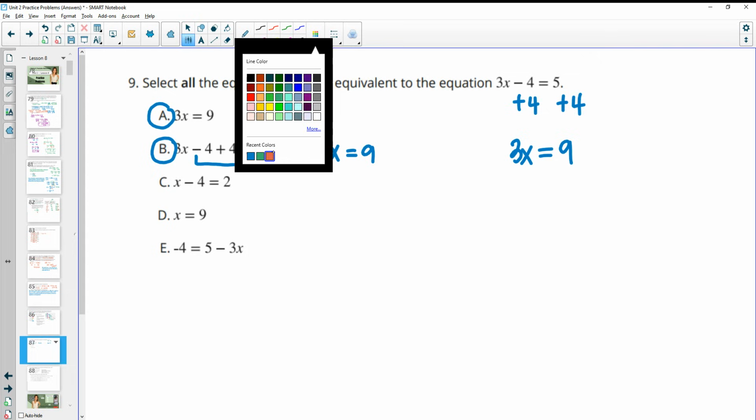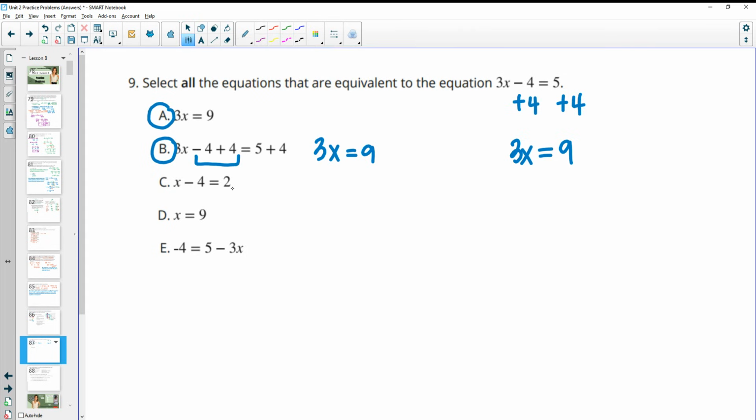Part C is x minus 4 equals 2. So they just changed the 3x to an x. So they subtracted 3 from both sides, but did it incorrectly because you can't subtract 3 from the x because those aren't like terms. So what they did was this, they minused 3 here and said that this is just going to be x, which is false. So this is not equivalent. D says that x equals 9 is a solution, but we know from right here that 3x equals 9. So if 3x equals 9, x can't equal 9.